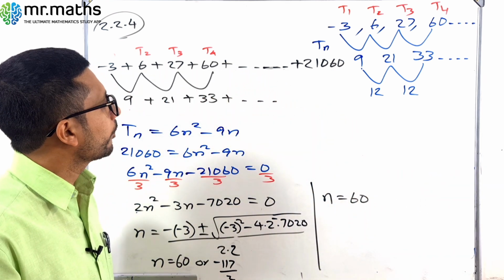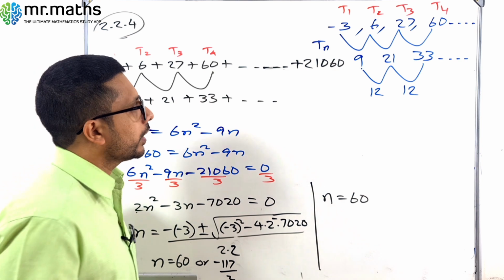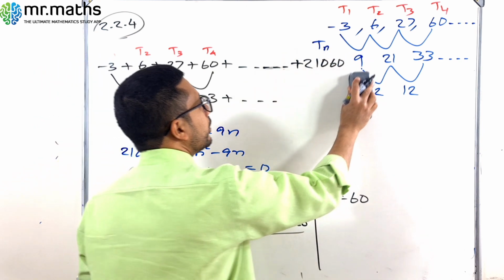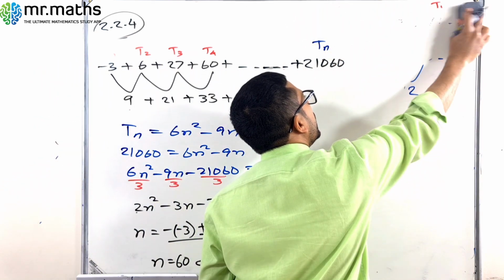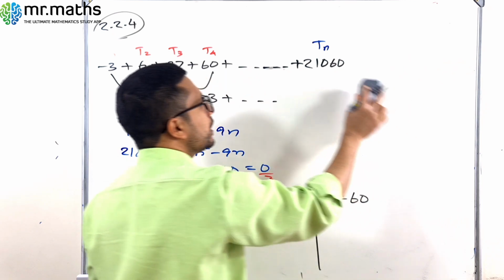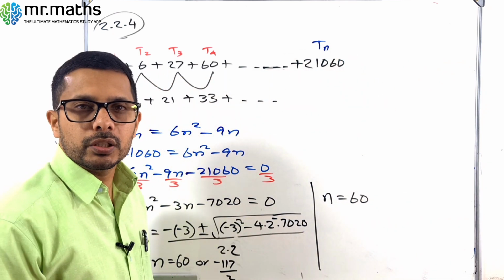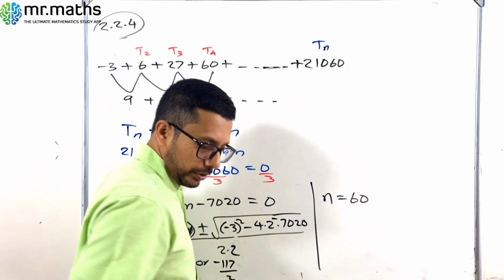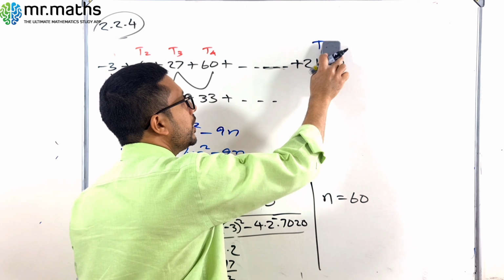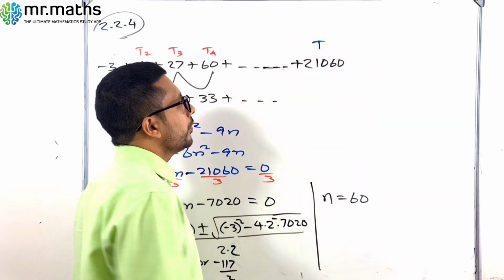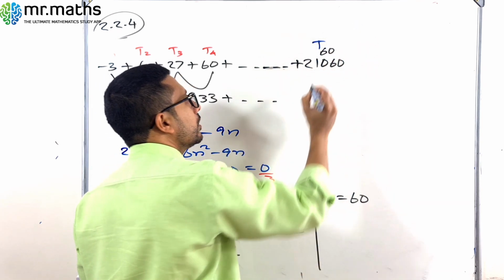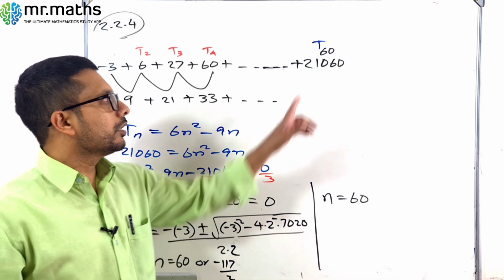Now look at this one. What is the meaning of that 60? It means that, let me erase this one, the 60th term is 21,060. Okay, am I right? The 60th term is here. Now we know that n is 60. The T60 is 21,060.